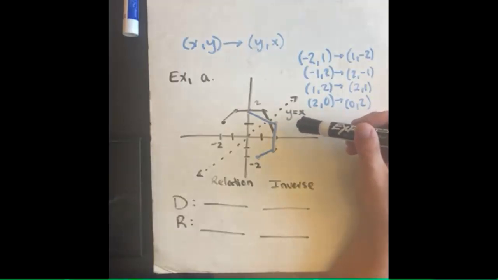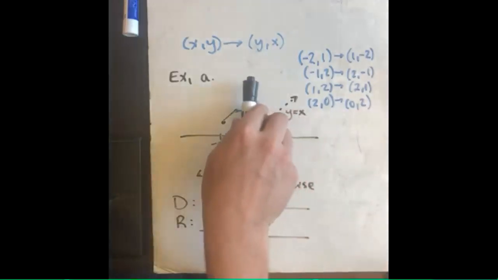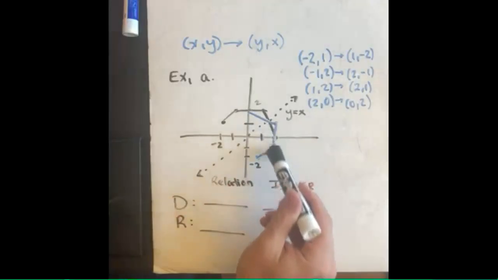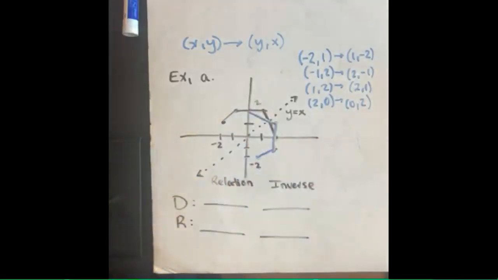So if you can kind of tip your head a little bit and notice what happens this way, you'll notice that we have a reflection on this direction and that direction. They're exactly the same graph as we go through.